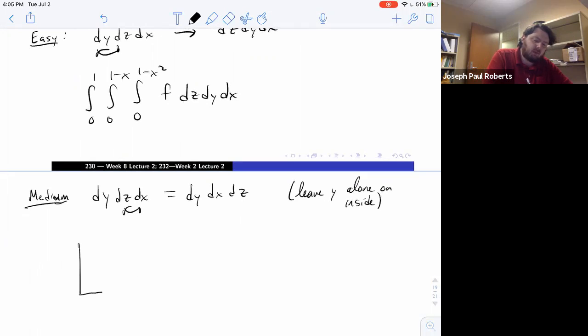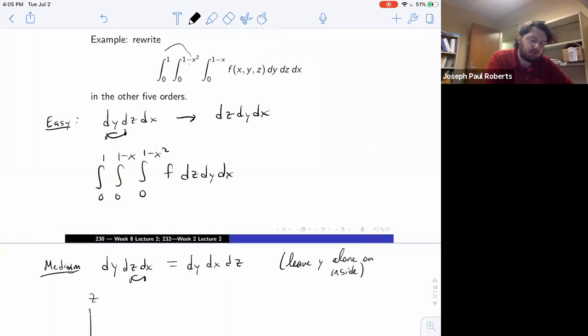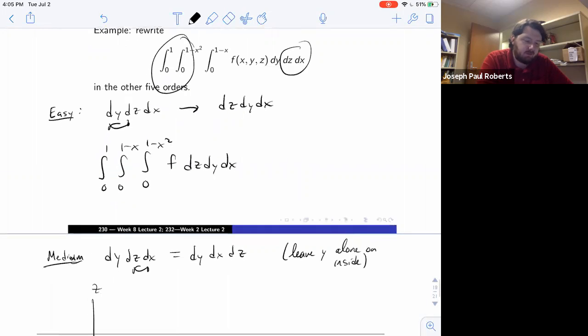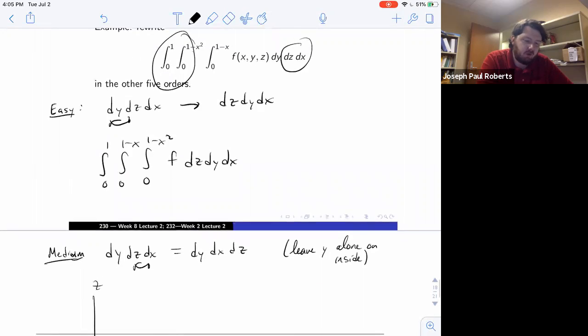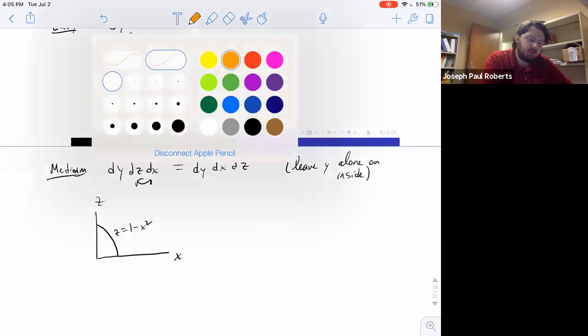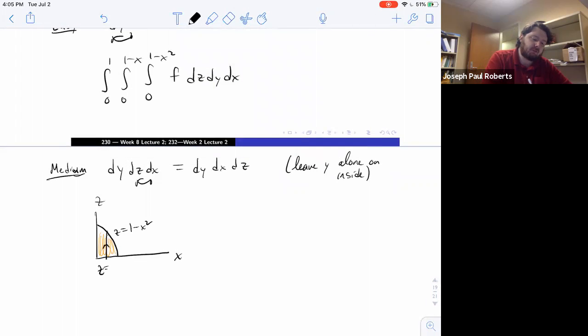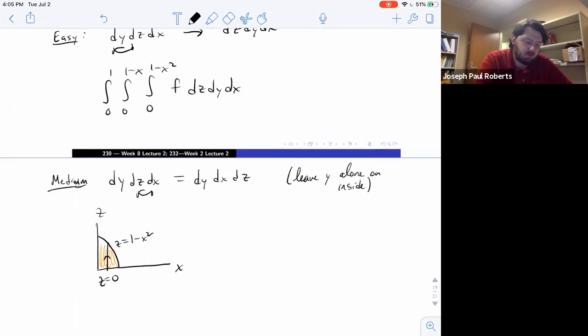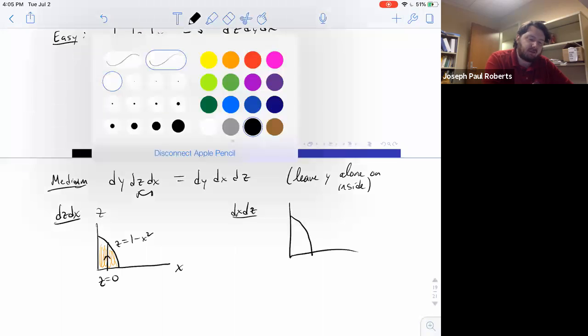So what's that going to end up being? Well, it's basically what we did for double integral switching. So I'm not going to pay attention to the y stuff at all. I'm just going to focus on the x and the z stuff. So it sounds like x is going from 0 to 1, and z is going from 0 to 1 minus x squared. And so that is a parabola type shape that looks like that. So z equals 0 is the bottom, z equals 1 minus x squared is the top. So that's my dz dx picture of it. Just so things don't get too busy, I will draw a new picture for dx dz.